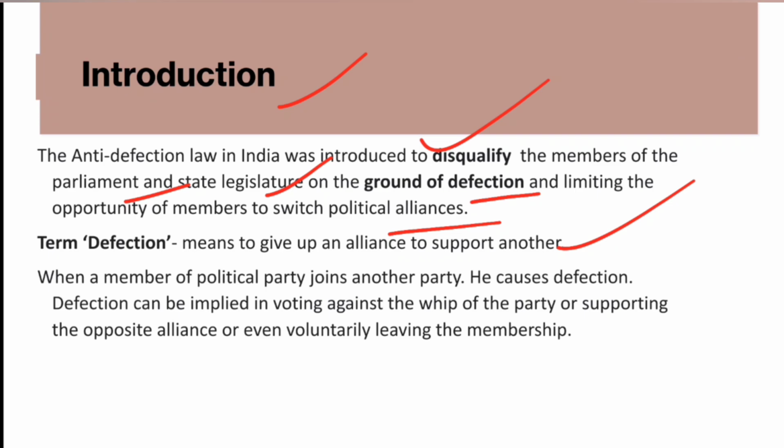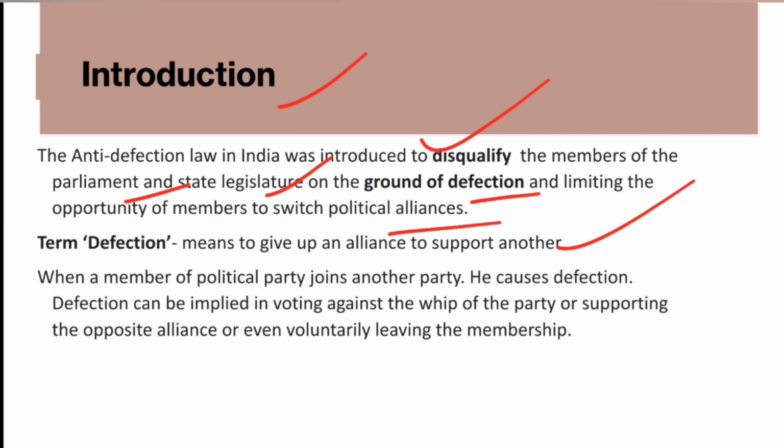And in practice, when a member of a party gets offered some benefits, some offices, some remunerative benefits, and there are certain allurements by another party, that attracts this member to join the other alliance. Most of the time these promises are there when individual members of the party defect from their original party to another. This is called defection in simple terms, but there are other grounds given under the Tenth Schedule for disqualification.